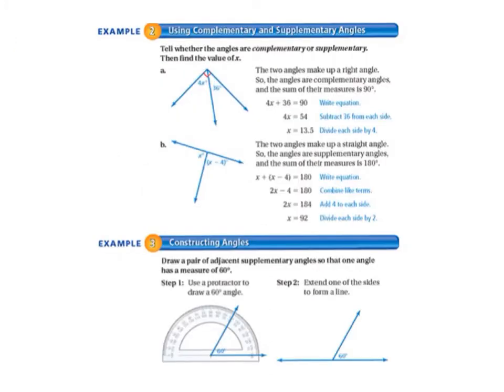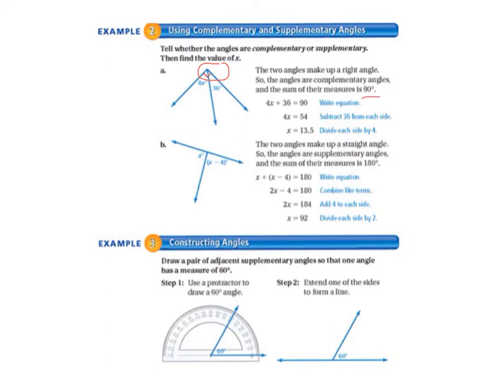Moving on to example 2 on page 279 in your textbook, we're using complementary and supplementary angles. So we're going to tell whether the angles are complementary or supplementary and find the value of x. So letter A, we have an angle that is 4x degrees and an angle that is 36 degrees. And we can tell by the marking in the corner that it is a right angle. So they are complementary angles. So it says the two angles make up a right angle, so the angles are complementary angles, and the sum of their measures is 90 degrees.